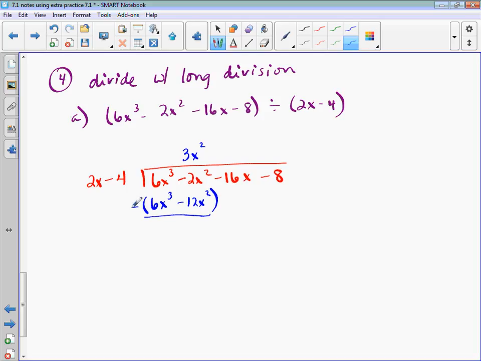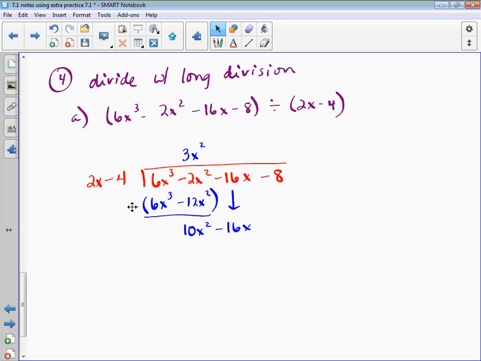So 6x cubed minus 6x cubed, that should be gone. If that ever doesn't go away, you made a mistake somewhere. And then -2x squared minus -12x squared. What do I actually get? Okay. And then you bring down -16x. You with me so far? Yeah. Okay. Now we start over.